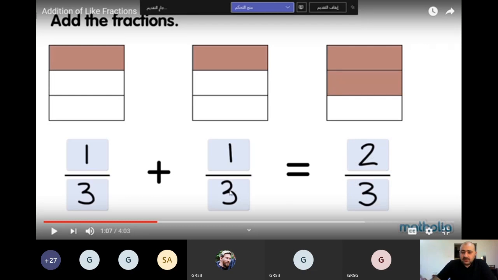So what is the rule? When you have two fractions that have the same denominator, it means we have like fractions. The rule says just add numerator by numerator. 1 plus 1 equals 2. Then put the same denominator. This is the meaning of adding like fractions. Continue.